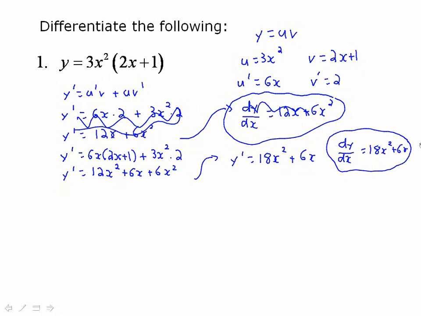Now, let's try a few other ones. Number 2. Now this works the same way. You'll get bored with these polynomial ones very quickly. You could have foiled it together, but I'll go through it in this method again, at least try one more. 3x squared minus 1. So u prime is equal to 6x. And then v is equal to x cubed plus 8. So v prime is equal to 3x squared.